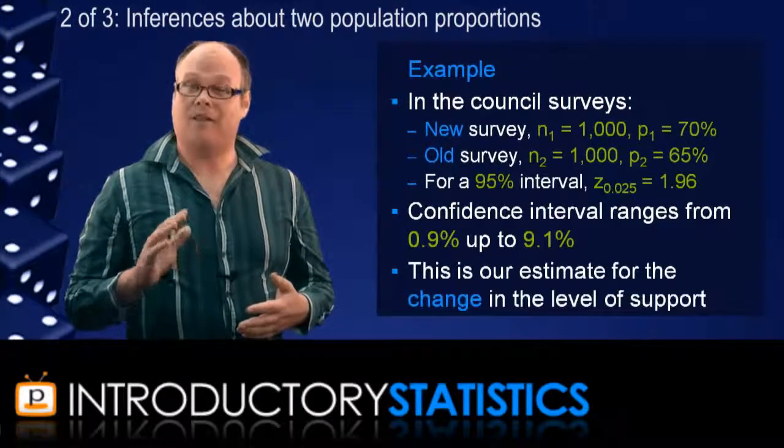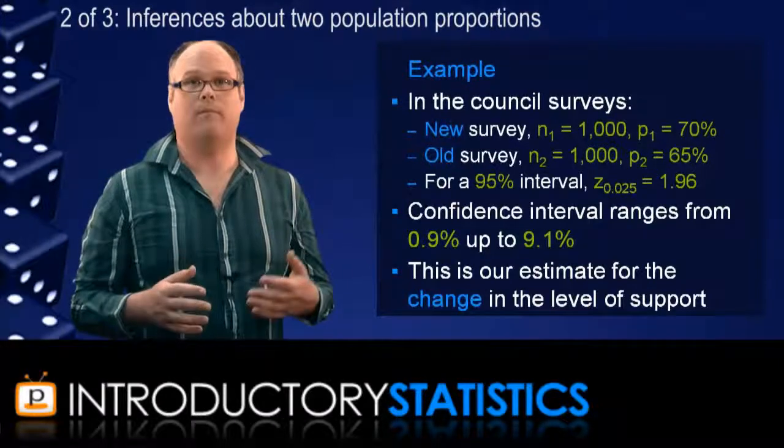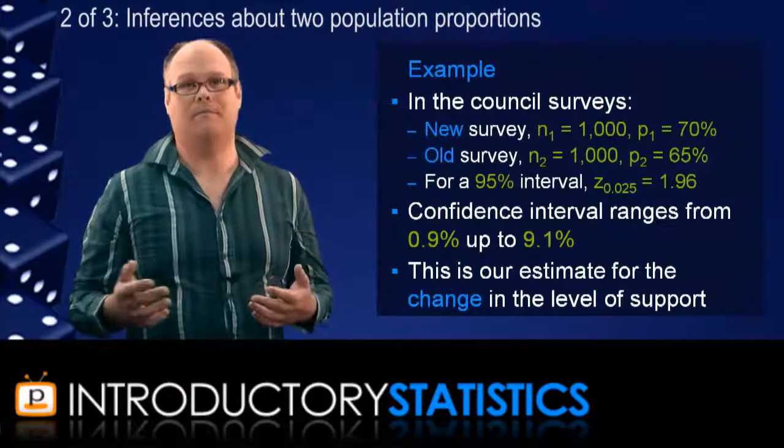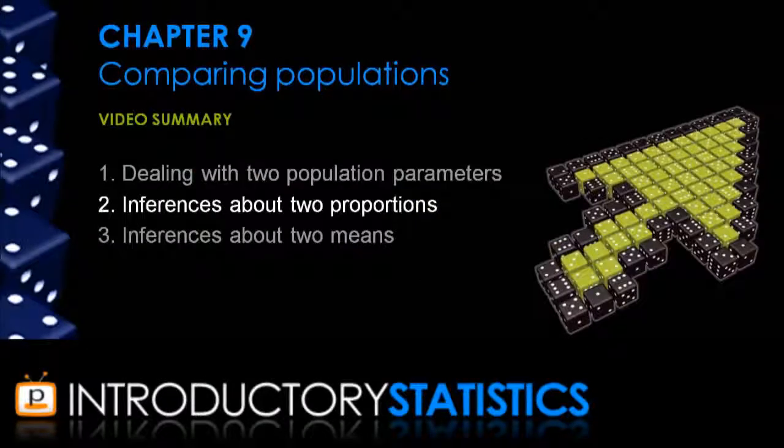That is, we're 95% confident that the level of support for the bridge has improved by somewhere between 0.9 and 9.1%. We could also look at testing the difference between two proportions, but I'll move along now to comparing two means.